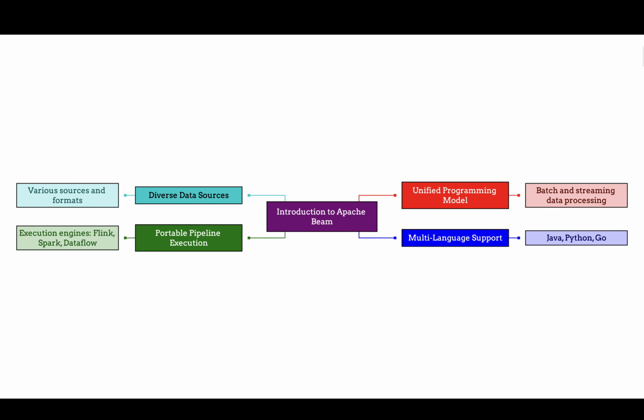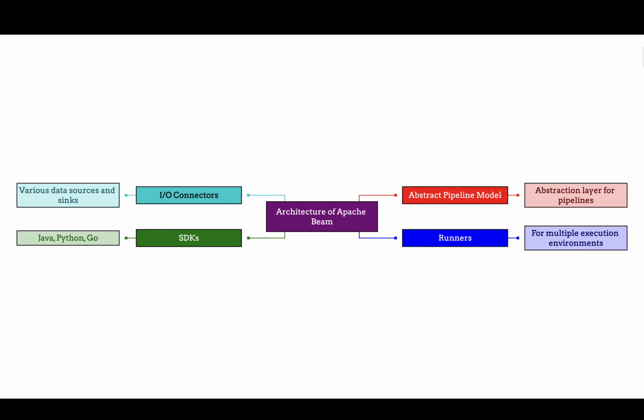Introduction to Apache Beam. 1. Unified Programming Model. Apache Beam provides a unified programming model for batch and streaming data processing. 2. Multi-language support. Supports multiple languages including Java, Python, and Go, allowing developers to use their preferred language. 3. Portable pipeline execution. Beam pipelines can be executed on various execution engines like Apache Flink, Apache Spark, and Google Cloud Dataflow. 4. Diverse data sources. Capable of handling data from various sources and formats, offering flexibility in data integration.